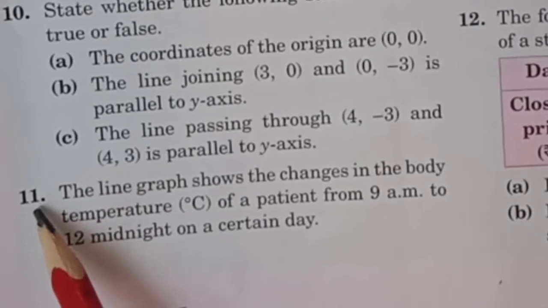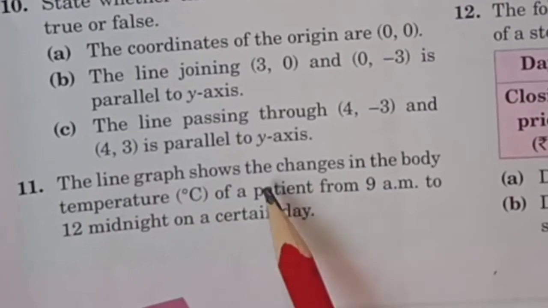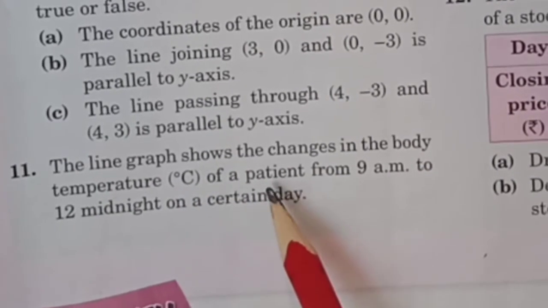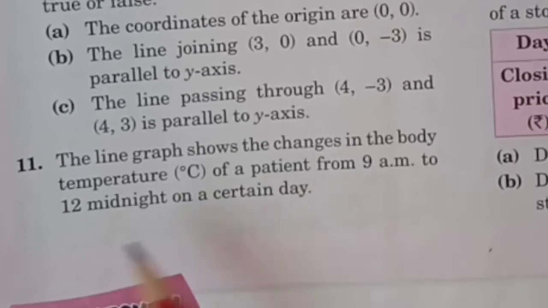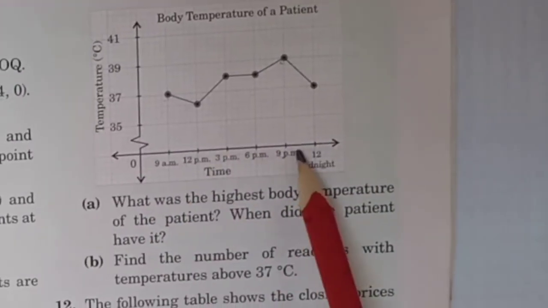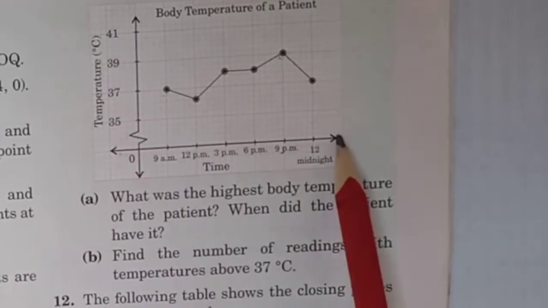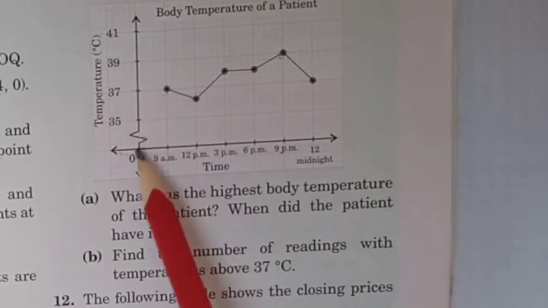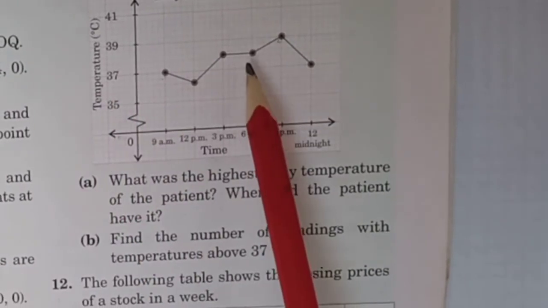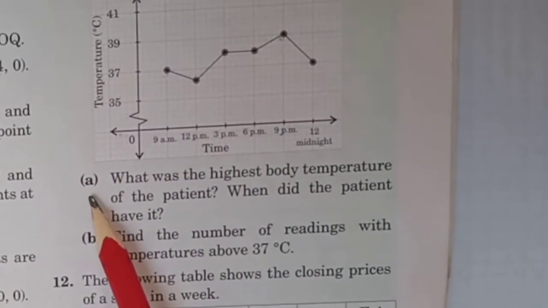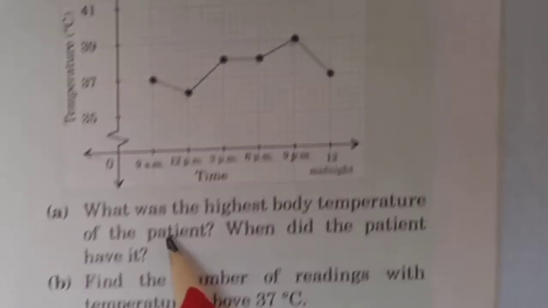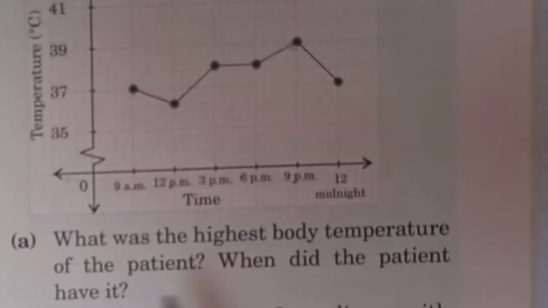Next, question number 11. The line graph shows the changes in the body temperature, in degrees Celsius, of a patient from 9 a.m. to 12 midnight on a certain day. The line graph is given. On the x-axis, time, and on the y-axis, temperature. Option A, what was the highest body temperature of the patient? When did the patient have it?